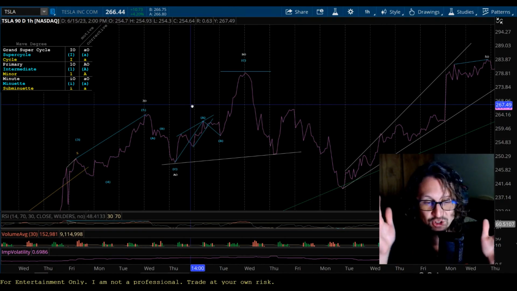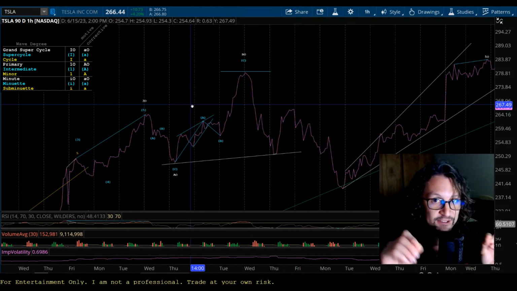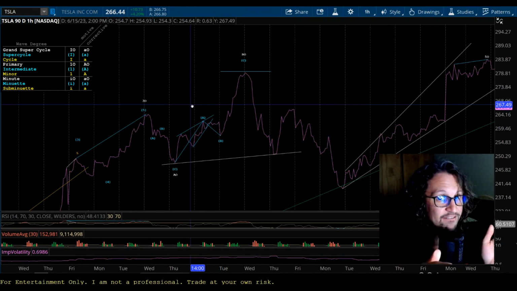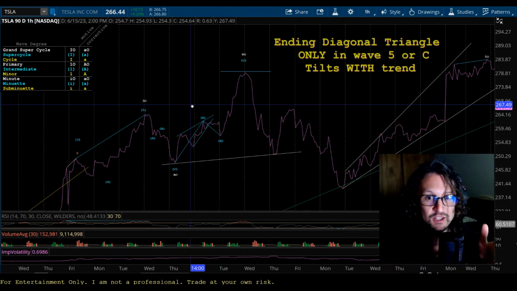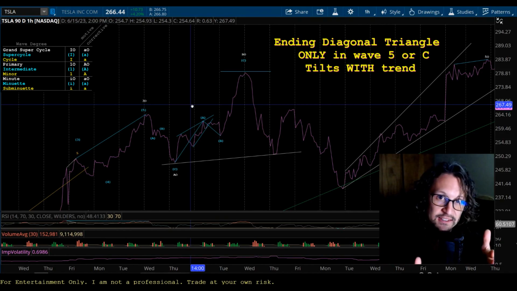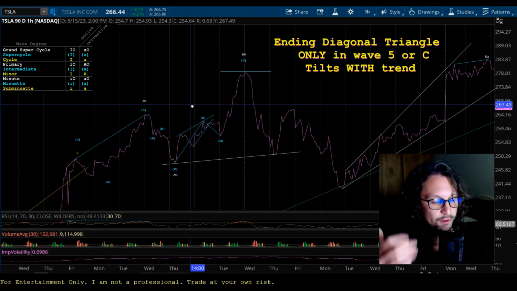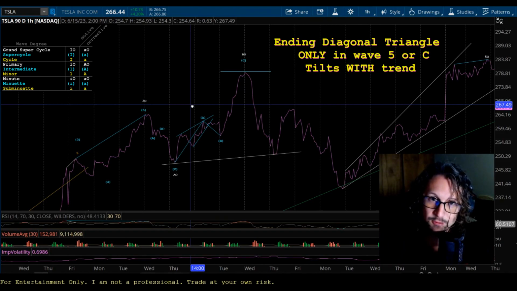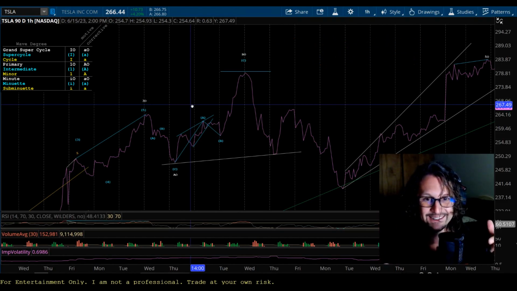Now, the ending diagonal triangle only appears in specific waves: 5 and C, because we're signaling the end of a trend. Motive waves have 5 waves. That 5th wave is the end of the motive trend. And in the corrective trend, wave C is the last wave. So we can predict reversals based on those patterns appearing in those places.